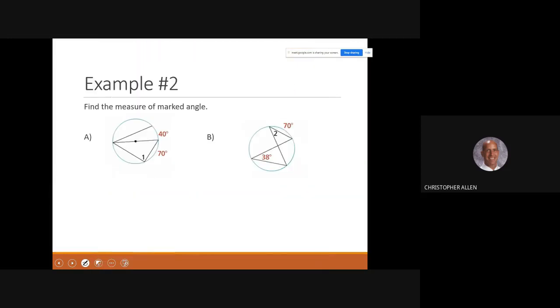Okay, let's look at an example now. In fact, I'm just going to do A, and then I'll let you guys try to maybe come up with B, okay? So let's look at A. Ready? Here we go. What are we trying to find? We're trying to find the marked angle. So that's this angle right here.